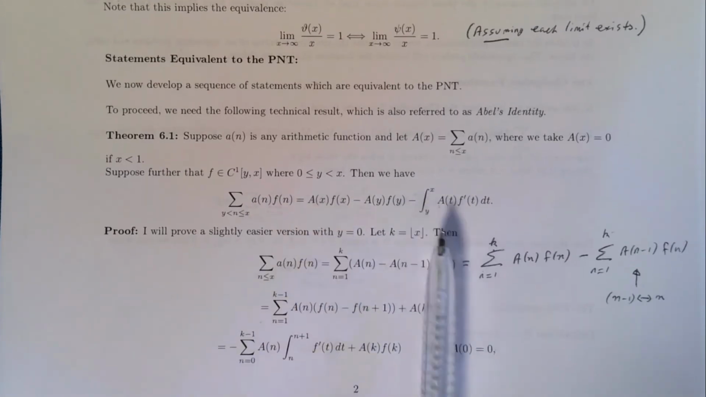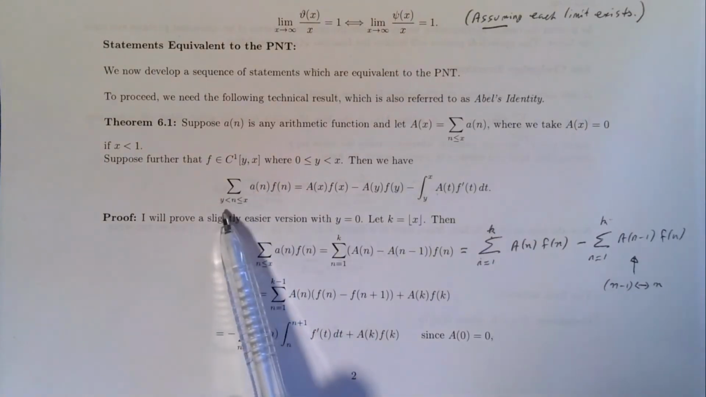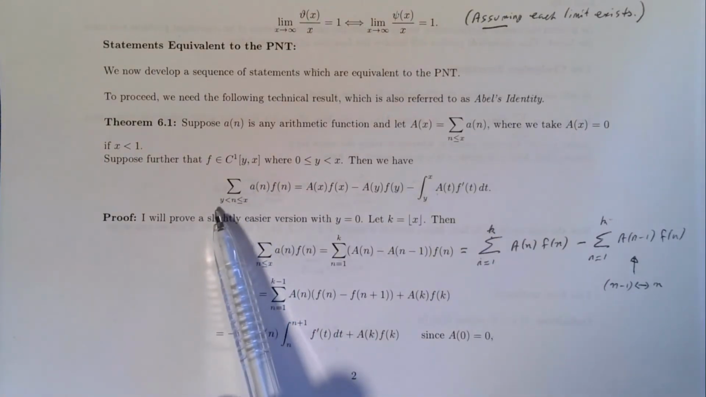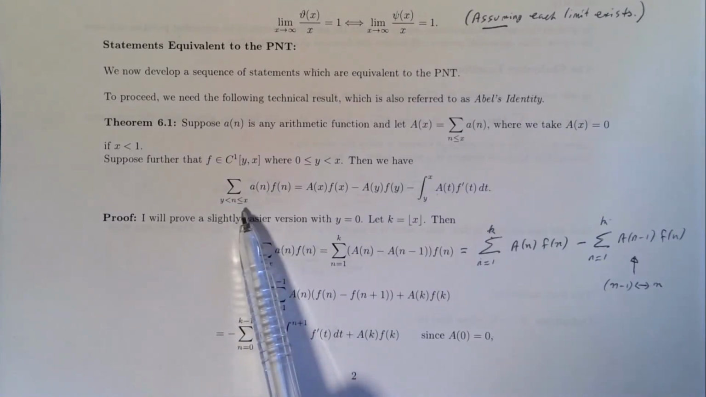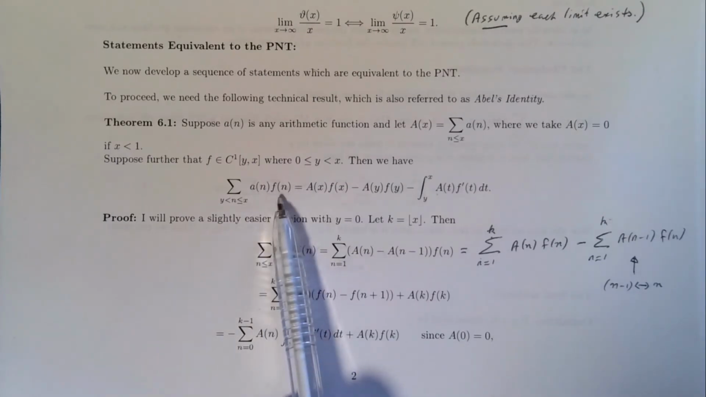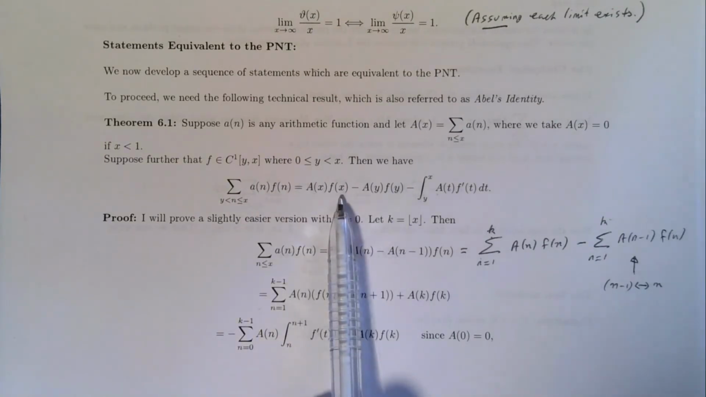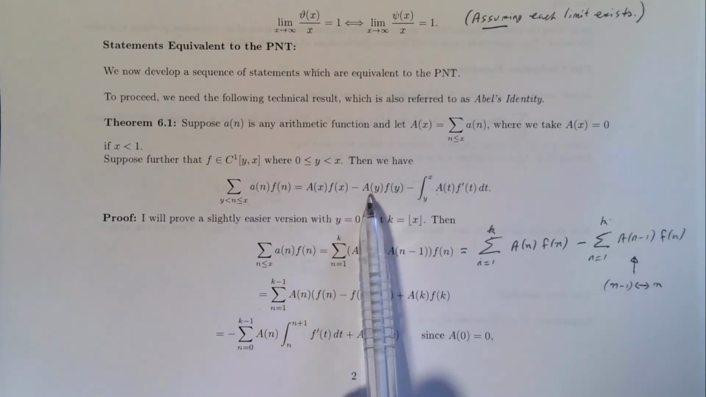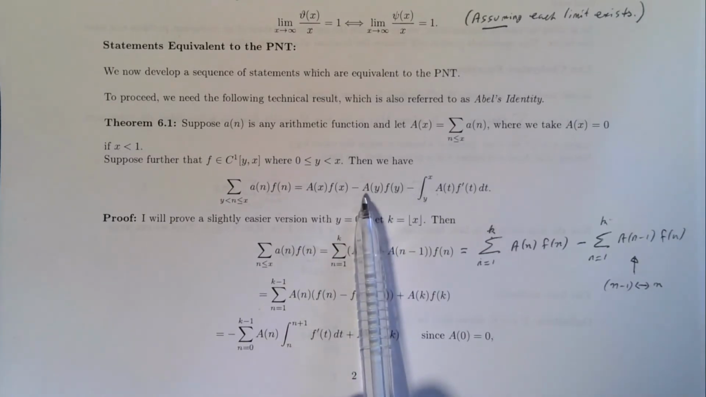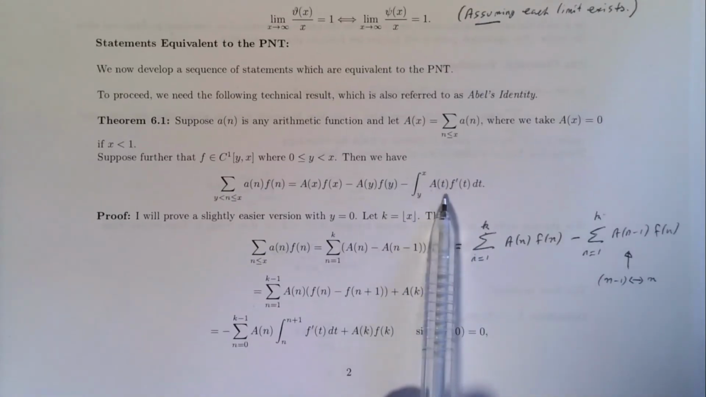and x, and then the Abel summation formula says that we can take the sum for n strictly bigger than y, less or equal to x, of this arithmetic sequence multiplied by any C1 function is equal to the product of the partial sums times my function at x, minus the partial sum at y times f of y at y, minus this integral of A of t times f dashed of t.